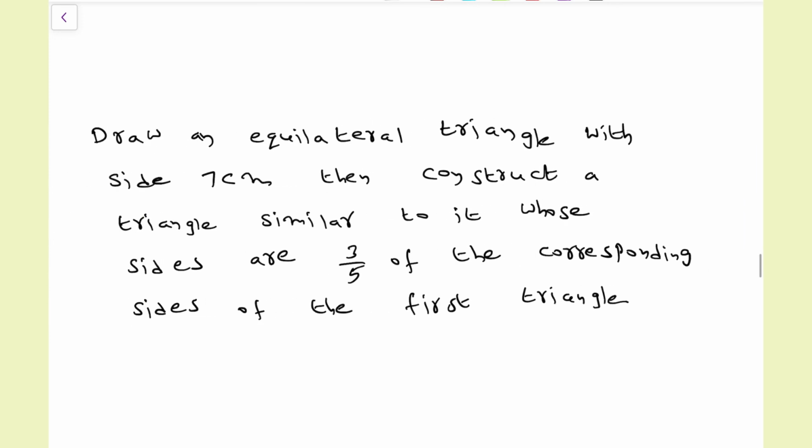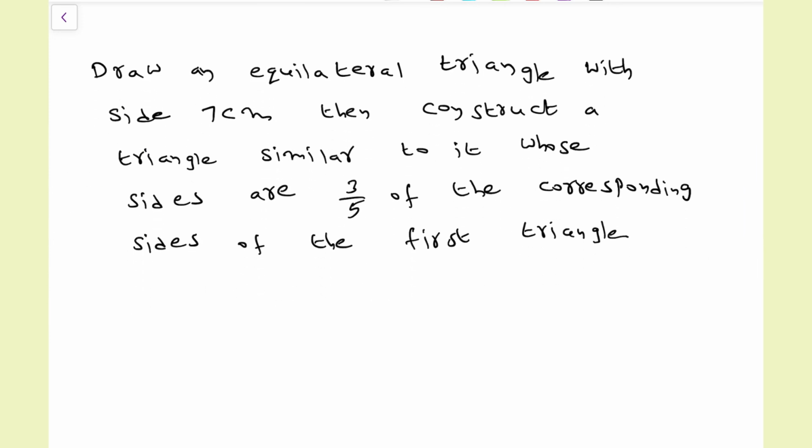Coming to the next. Draw an equilateral triangle with side 7 cm. Then construct a triangle similar to it whose sides are 3 by 5 of the corresponding sides of the first triangle. So this is just a rough explanation.